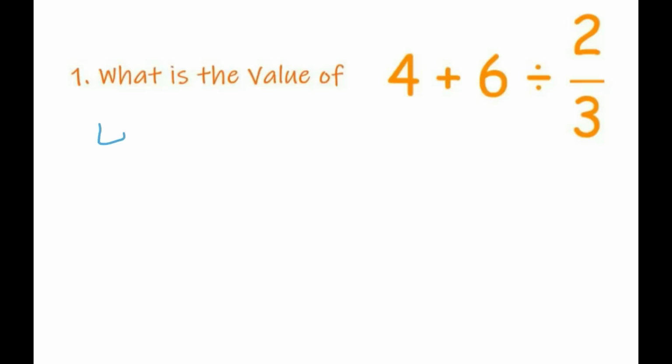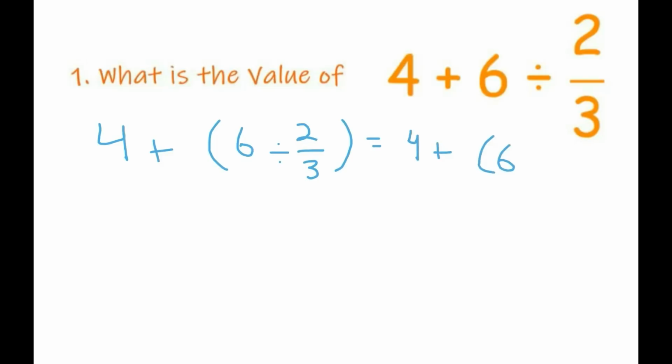Let's write the division part of this problem in parentheses. We get 4 plus (6 divided by 2/3). Whenever you're dividing by a fraction, it's the same thing as multiplying by its reciprocal, which is usually easier to calculate. So we can rewrite this as 4 plus (6 times 3 divided by 2). The 2 cancels out from the top and the bottom, and it gives us 9. This expression is equal to 9. So we rewrite this as 4 plus 9, which is equal to 13.